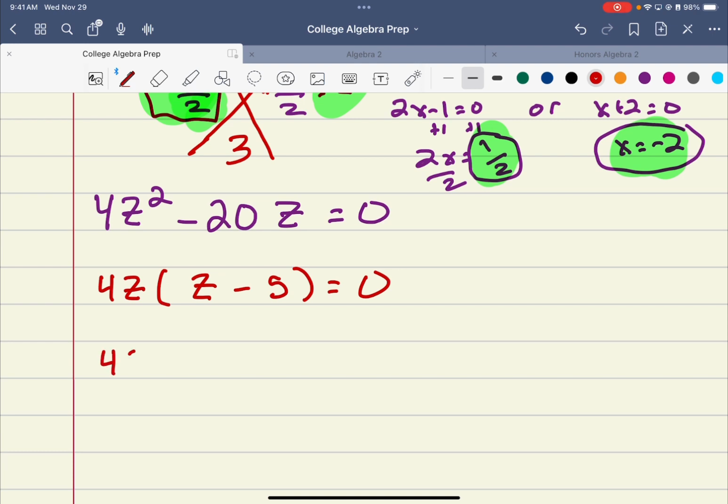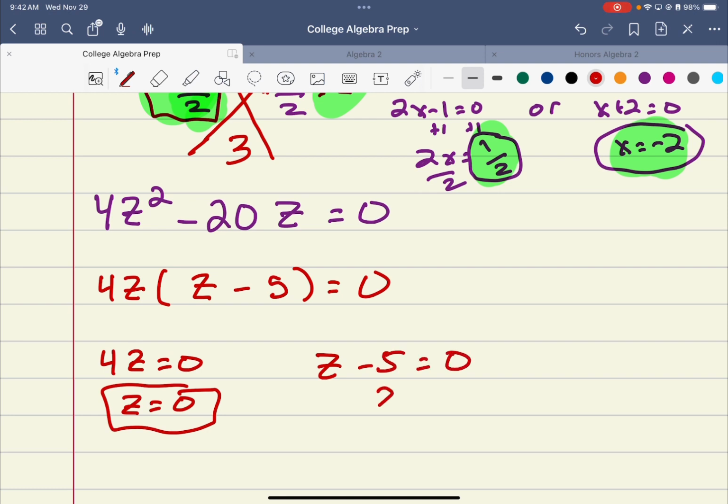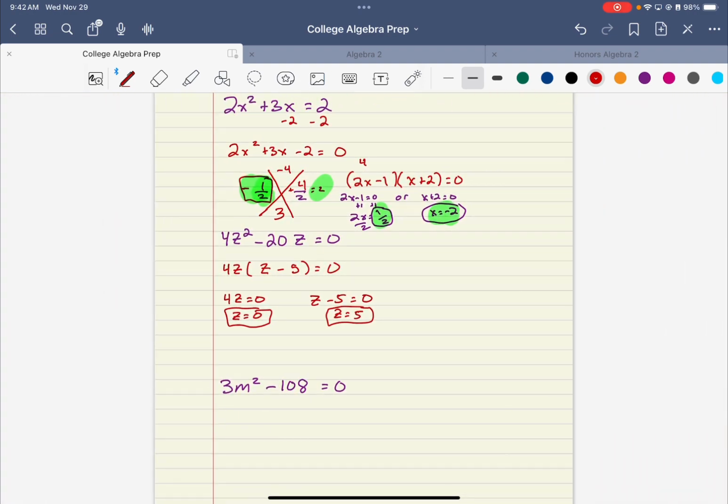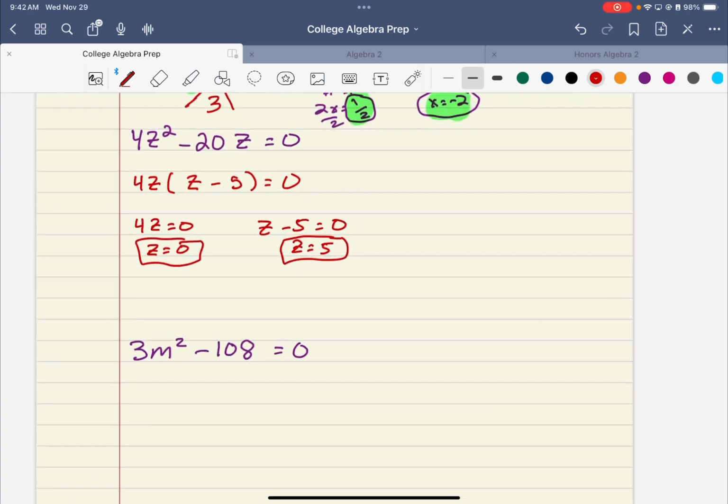These are even easier. So 4z equals 0. So z equals 0. There's your first solution. Or z minus 5 equals 0. z equals 5. So when you don't have the c value, it's nice. Just take out a GCF and move on. Still using the zero factor property. Questions with that one? All right, next one.